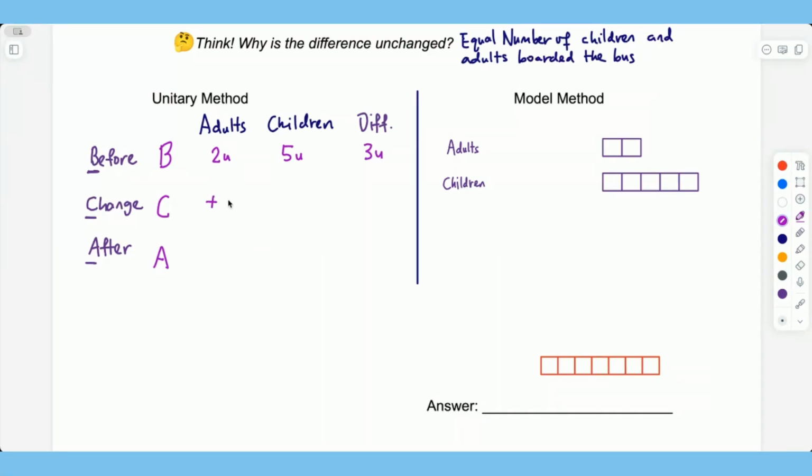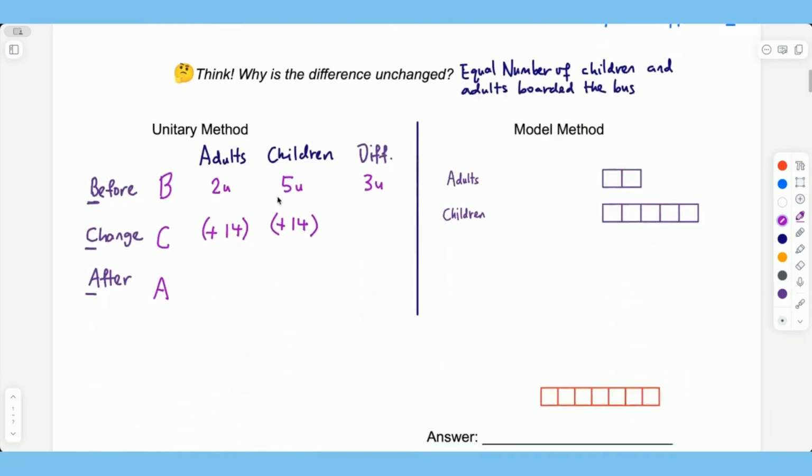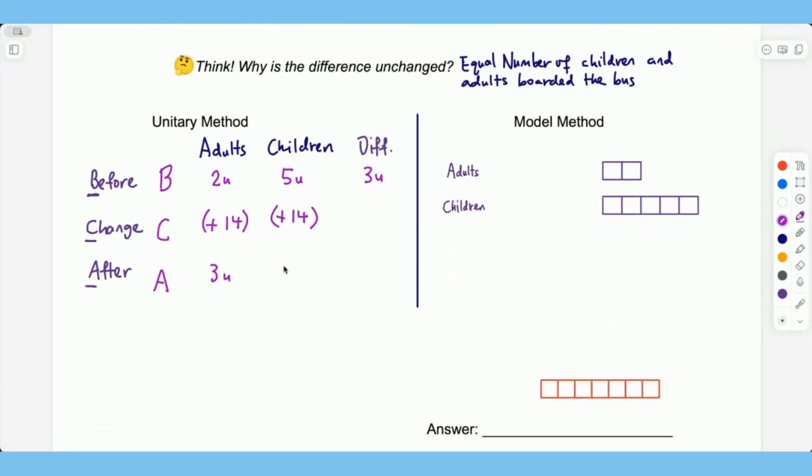Then we have 14 adults who boarded the bus, so I will put plus 14, and this is an actual number of adults. Okay, so I'll put a bracket. So plus 14 adults, and 14 children boarded the bus. So I will put plus 14 with a bracket to indicate that these are actual numbers of adults and children. And then, after the adults and children boarded the bus, we have 3 units of adults and 4 units of children. And what's the difference here? The difference here is 1 unit.